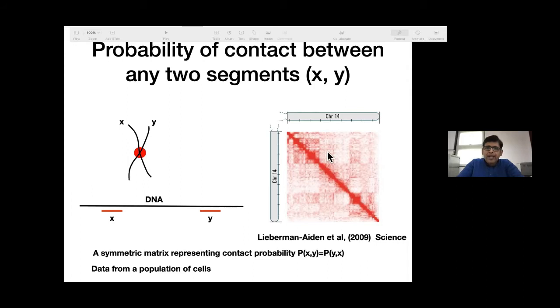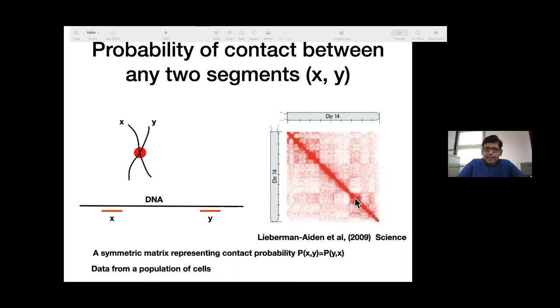So what you see on the right hand side is a contact matrix from chromosome 14, from Job Dekker's lab, and this is a symmetric matrix. What the elements of this matrix show is the probability of contact, or the frequency of how often two regions X and Y are in contact. So you can divide the chromosome, for example, into, let us say, 1 kb segments, and you can ask how often the X segment is in contact with Y segment. So that's what this matrix represents.